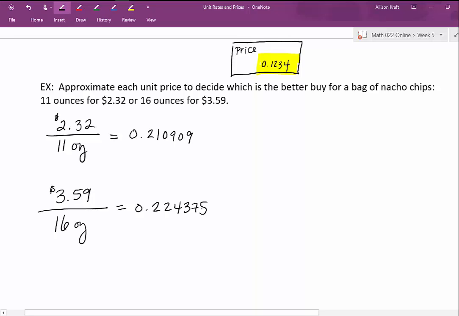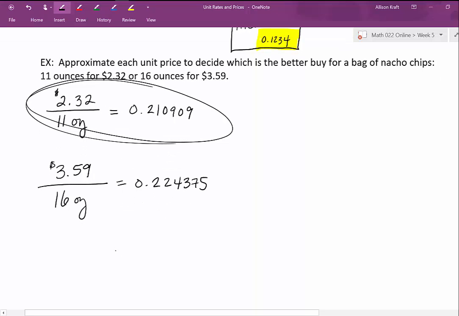We want to determine what the better buy is. The better buy is going to be the cheaper amount. So this right here has the cheaper unit price. Therefore, the 11-ounce bag is a better buy.